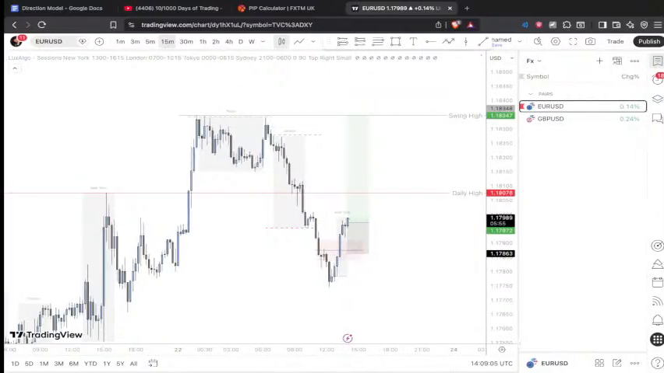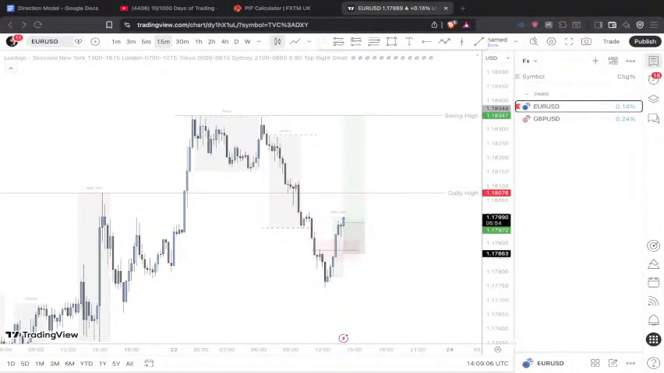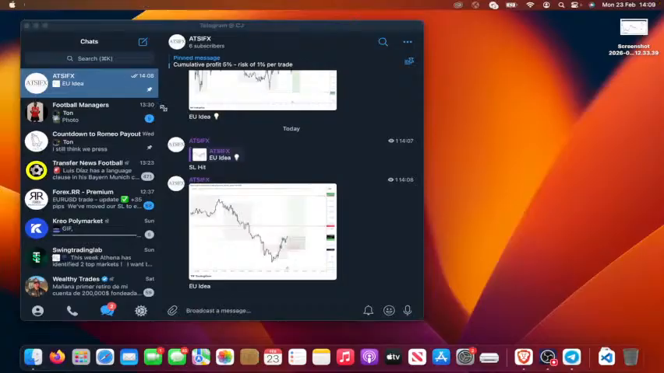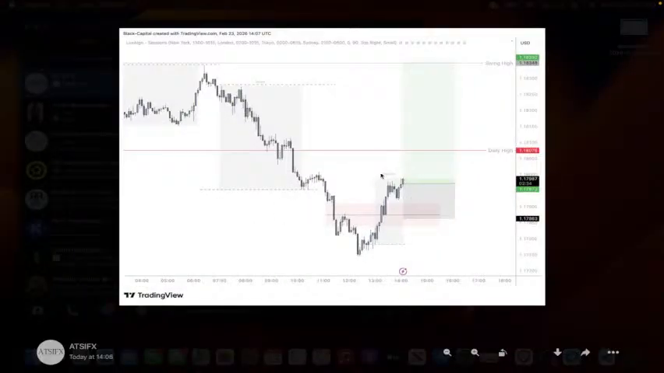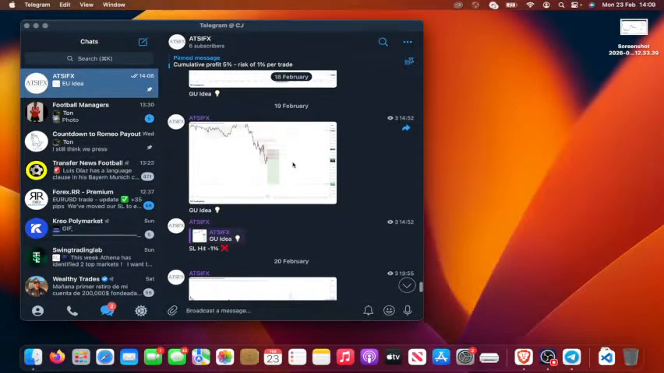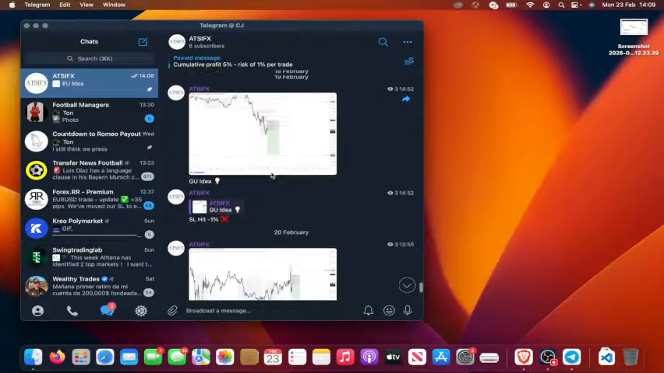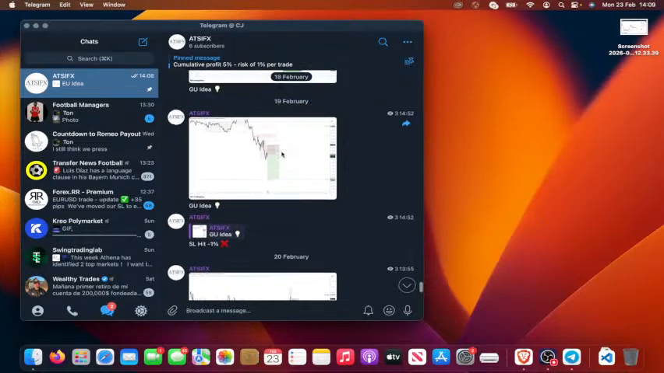I will keep you updated in my Telegram. Sorry, I couldn't find the mute button in time. Okay, so this is my Telegram. We just posted the idea here, and then we're going to go through this on the way back home or something, where I see if price hits stop loss or not.